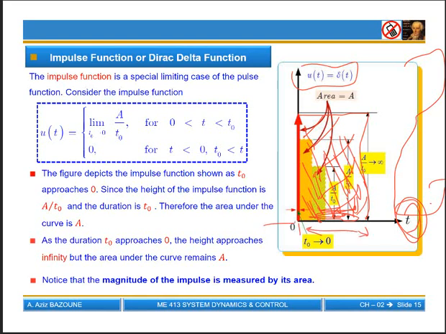The distance from here to here is A over T0. In such a way, the area of the rectangle is just T0 multiplied by A over T0. This is the height, A over T0. Multiplying by T0 will give you the area A.